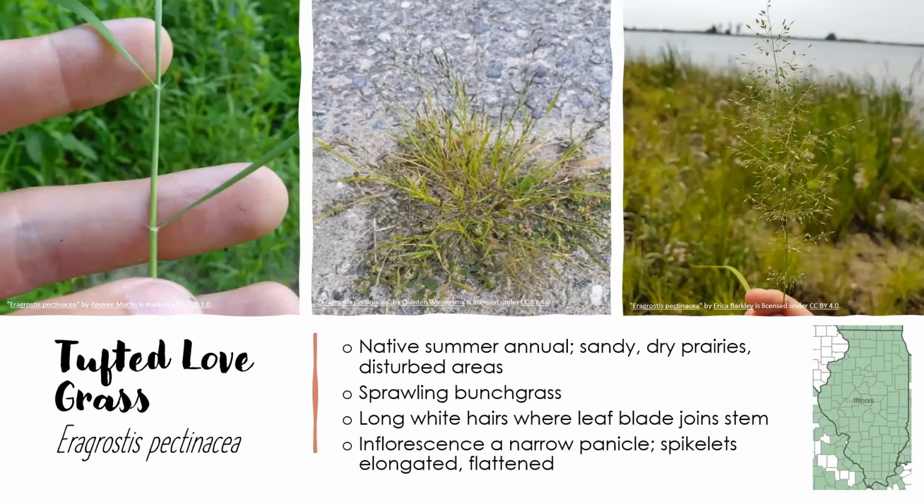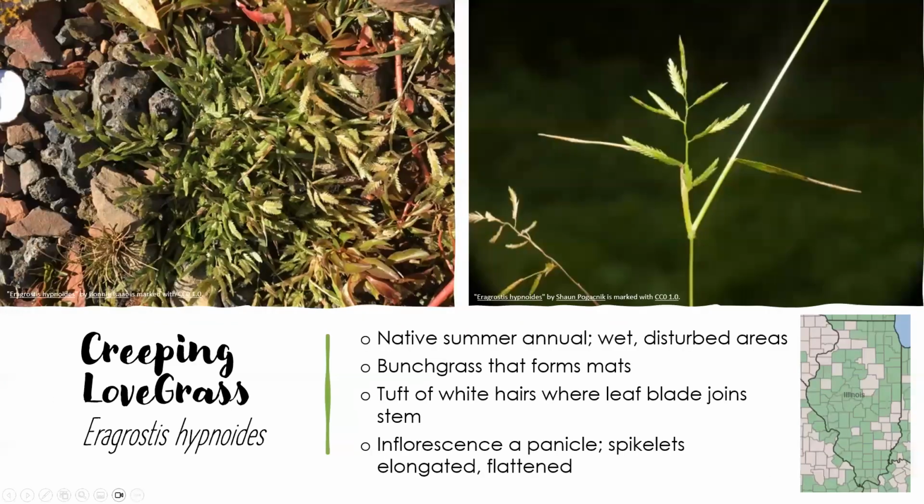So this one has a narrow panicle for its inflorescence. We don't have really big branches like in that witchgrass. It's all small and tight and contracted. And then our spikelets are going to be elongated and flattened. Okay, so that's our tufted lovegrass.